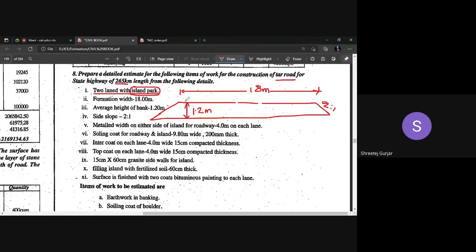So now, metalled width on either side of the island for roadway is 4 meter. So we have a metal road on top of this. Each of this is 4 meter. This is also 4 meter. This is also 4 meter. Okay.